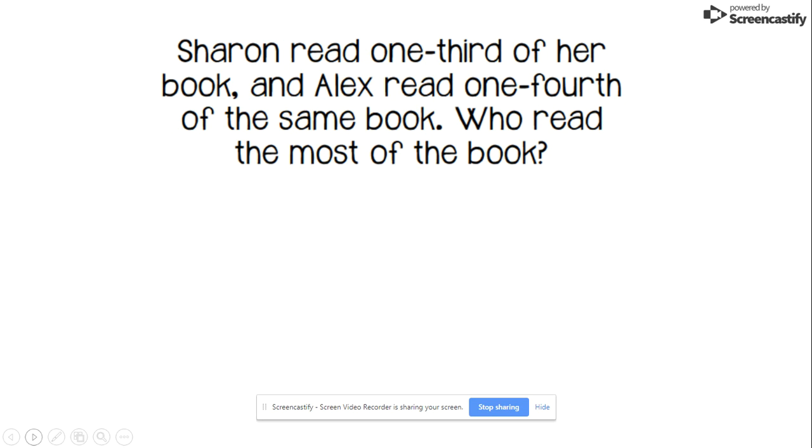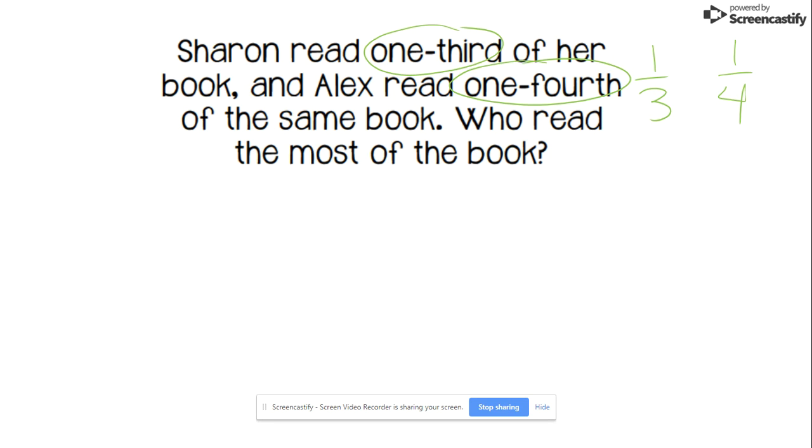In your next example, it says Sheena read 1/3 of her book and Alex read 1/4 of the same book. Who read most of the book? So I'm going to write my fractions out to the side that they gave me, 1/3 and 1/4. When I look at my fractions, I see that both of them have a different denominator. And since 4 is not a double of 3, I have to draw 2 separate number lines.